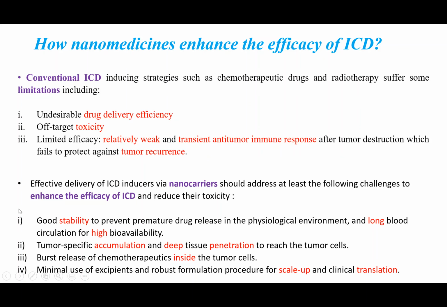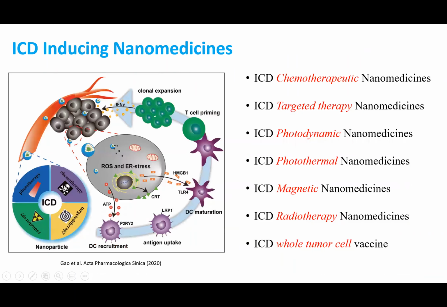So incorporation of ICD inducers into nanocarriers should at least ensure enhancing the efficacy of immunogenic cell death by improving the stability to prevent premature drug release into the systemic circulation and ensure release of this immunogenic cell death inducing drug only into the tumor. Also, the nanoparticle should ensure deep tissue penetration to reach all the cancer cells in the core of the tumor. Also, we should use minimal amounts of excipients that will help the scale-up and the clinical translation potential.